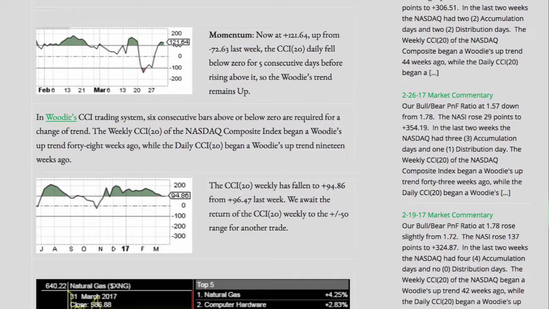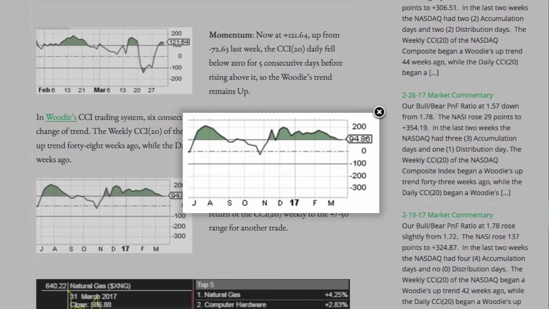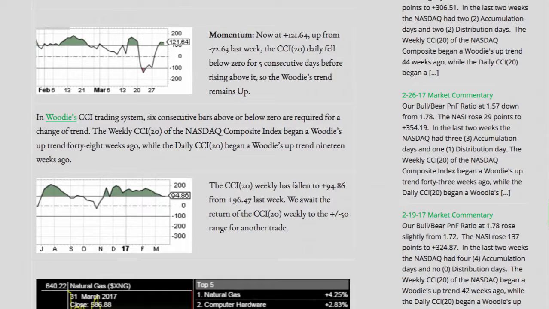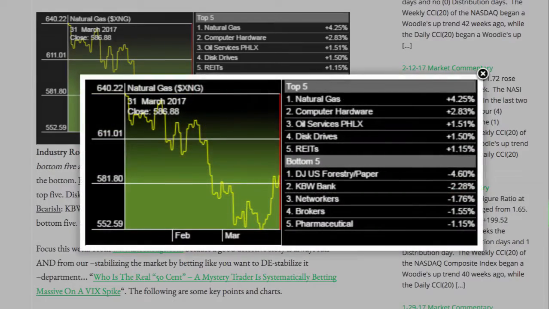The CCI 20 weekly has fallen to a positive 94.86 from a positive 96.47 last week. We await the return of the CCI 20 weekly to the plus or minus 50 range for another potential trade. Industry rotation, the last 2 weeks.